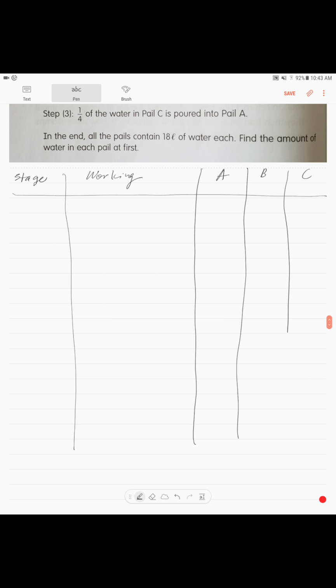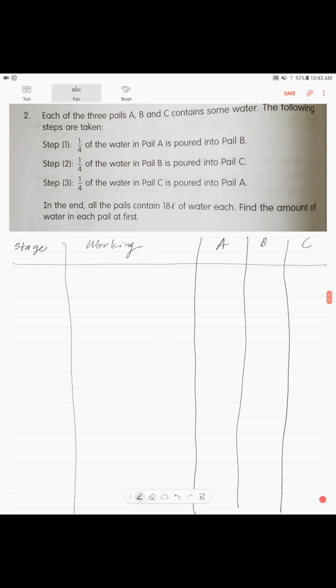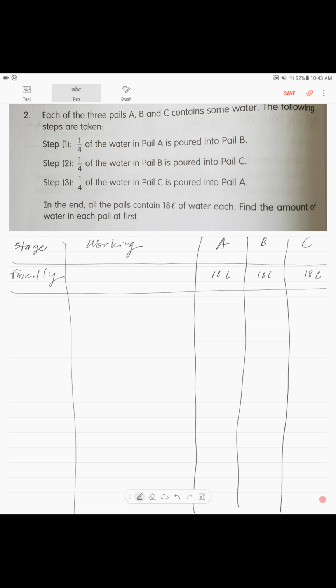Come on. All right. So, okay, that's not very accurate, but I'm sure you can do a better job. All right. So, final stage. Finally, they tell us all the pails contain 18 liters of water. So, 18 liters here, 18 liters here, 18 liters here. Okay, this is our final stage. Done. We're good. So let's go step by step, but now we go steps back.